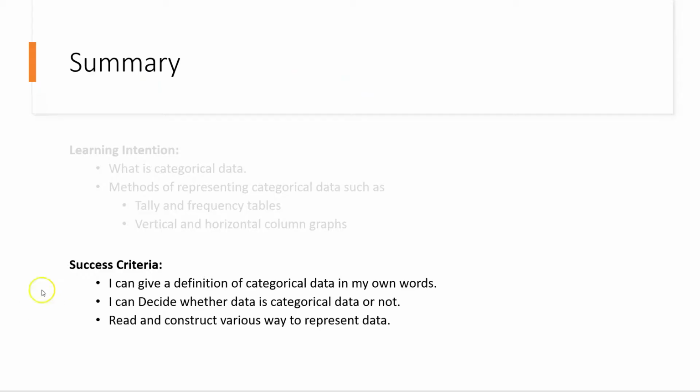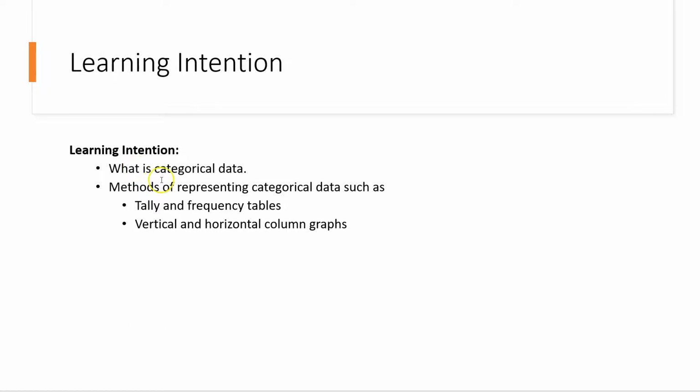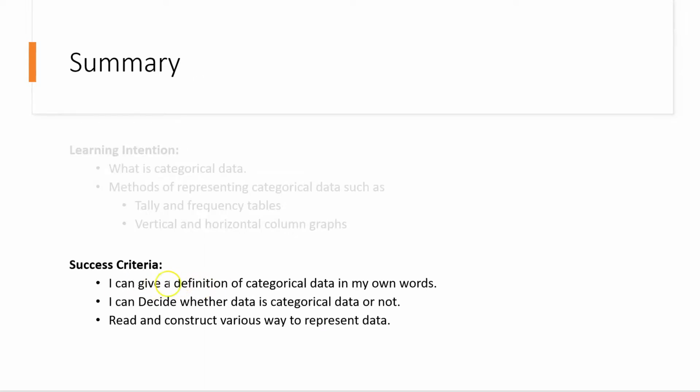So in summary, what we set out to do at the start of the lesson was to learn what categorical data is, and then we wanted to have a look at how we can represent categorical data using tally and frequency tables, as well as vertical and horizontal column graphs. By now, we should be able to give a definition of what categorical data is, decide whether data is categorical data or not, and then finally we've had a look at ways of reading and constructing various charts, such as the vertical column graph and the horizontal bar chart.